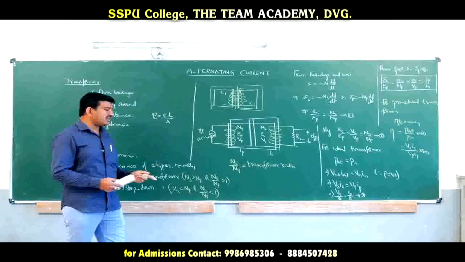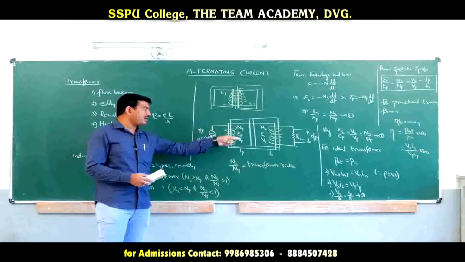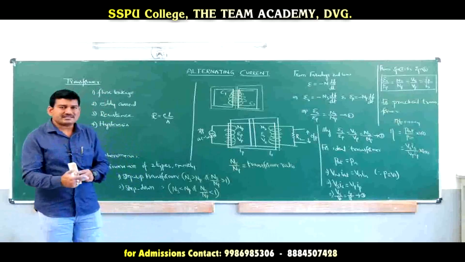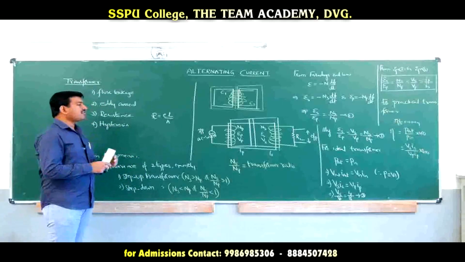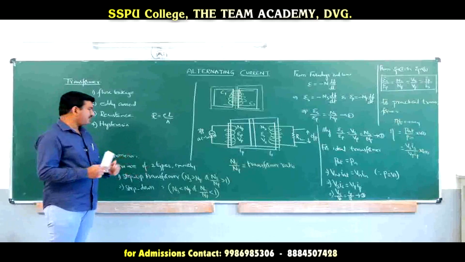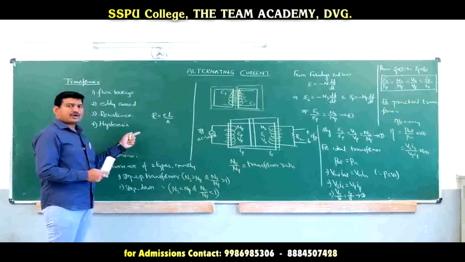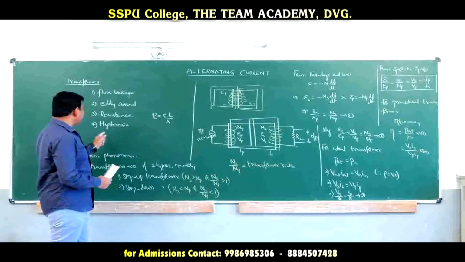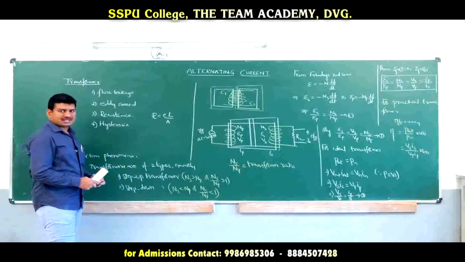Otherwise, what happens is, when the current is flowing, the core material is getting magnetized and demagnetized. During this magnetization and demagnetization, some of the energy will be lost in the form of heat. Therefore, in order to reduce the hysteresis loss, we have to select core materials having low hysteresis value. Is it clear or not?